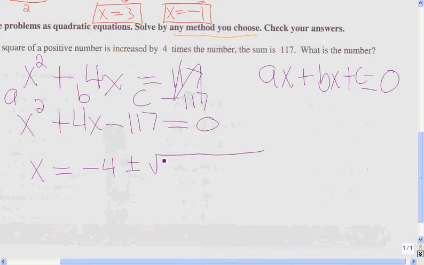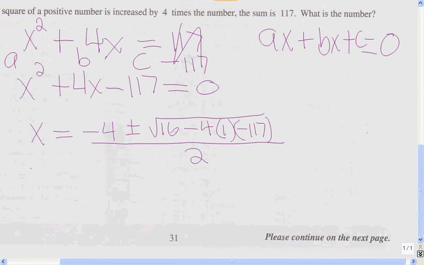4 squared is 16, so I'm just going to write the 16. Minus 4ac, so minus 4 times a, which is 1, times c, which is negative 117, over 2a, over 2. 2 times 1 is 2.